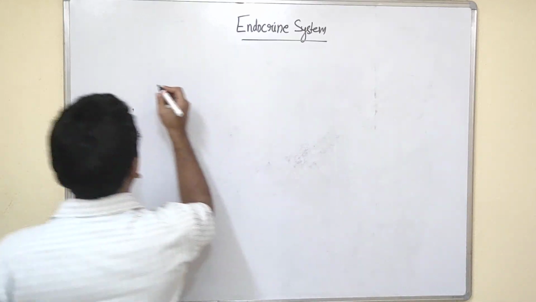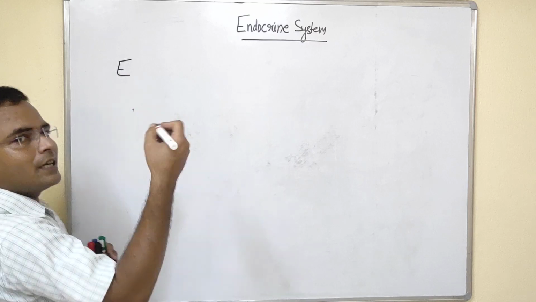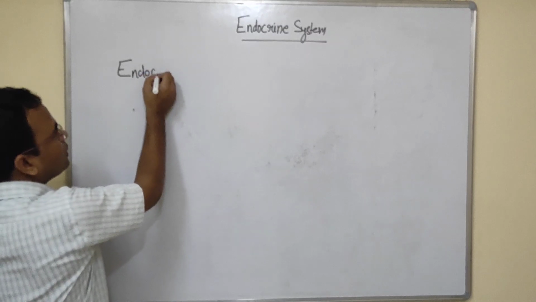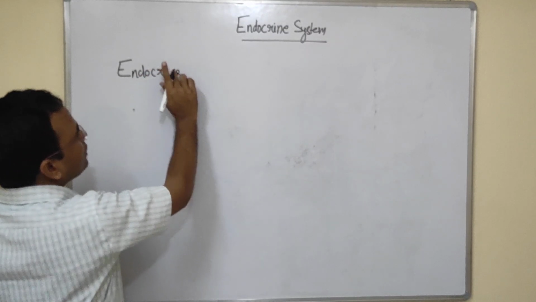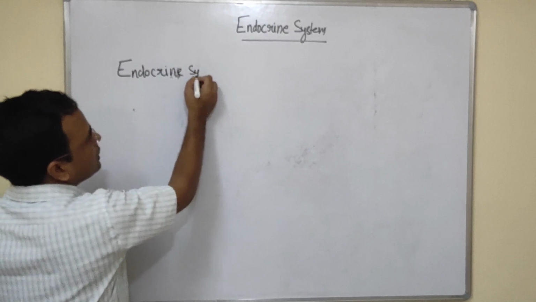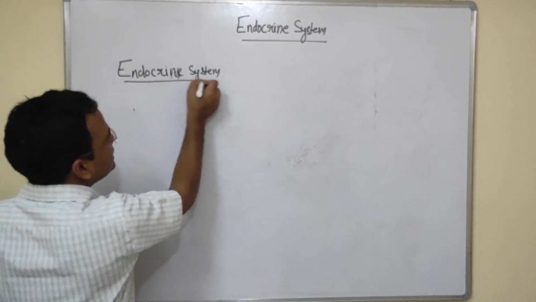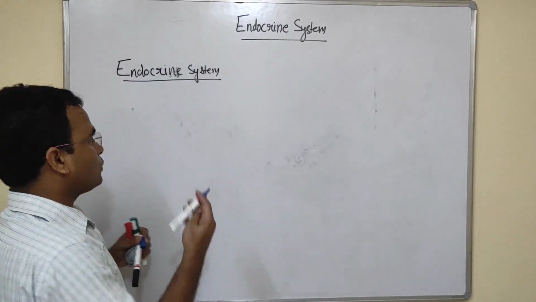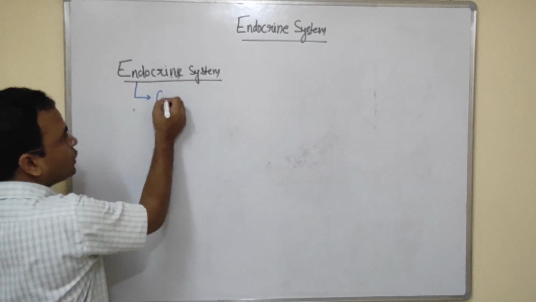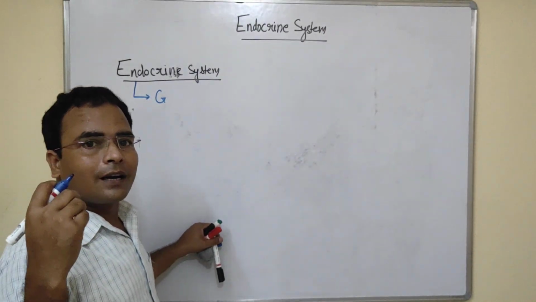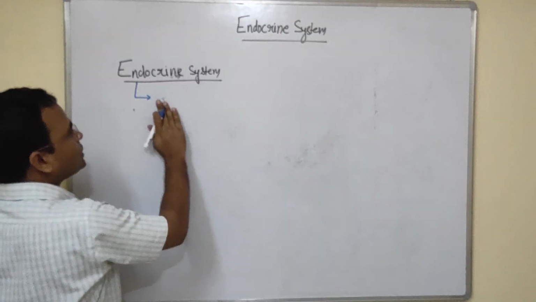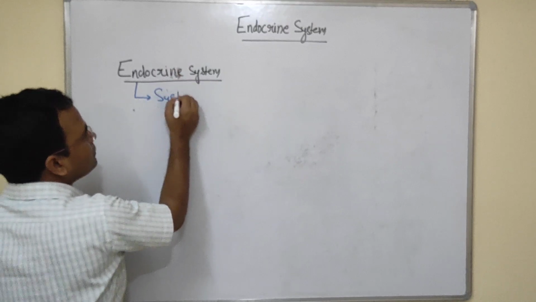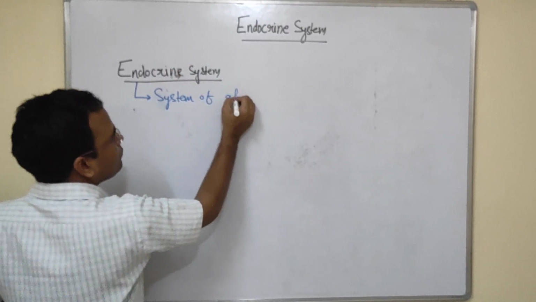So what is the endocrine system? It is a system of glands. Endocrine, spelled E-N-D-O-C-R-I-N-E. As we know, a system will have a group of organs, so this is a group of glands. Better to say, a system of glands.